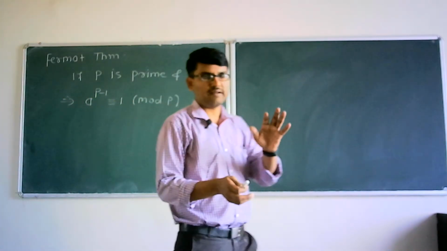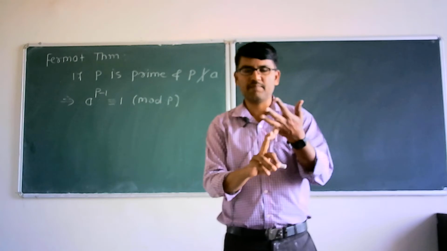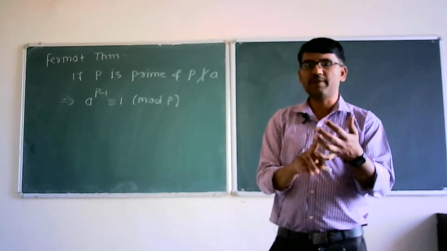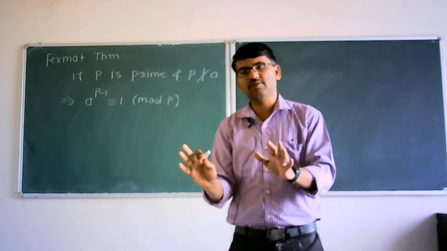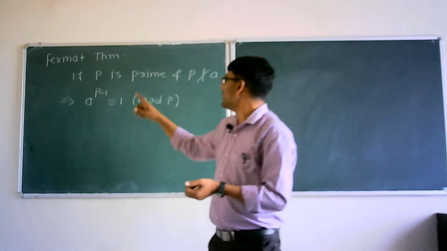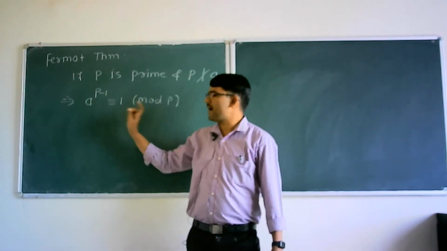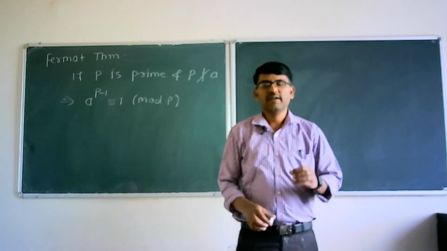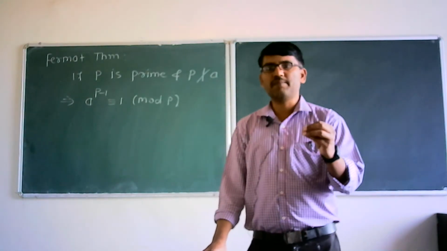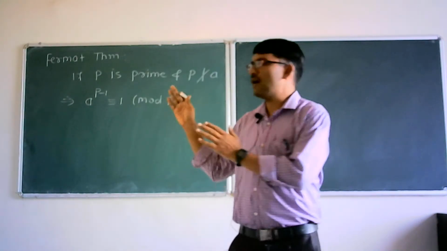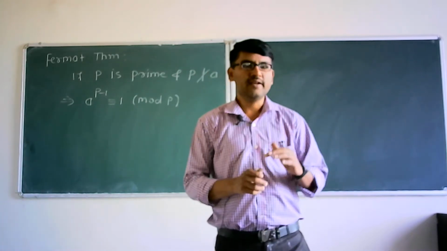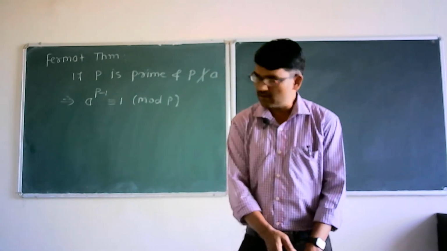All of you know that we have already seen the definition of a prime number, and we already know the definition of divide. So if P is any given prime number and P does not divide A, then Fermat's theorem says A raised to P minus 1 is congruent to 1 mod P. Now what is an application of Fermat's theorem? We use this theorem to determine the remainder of a large power.